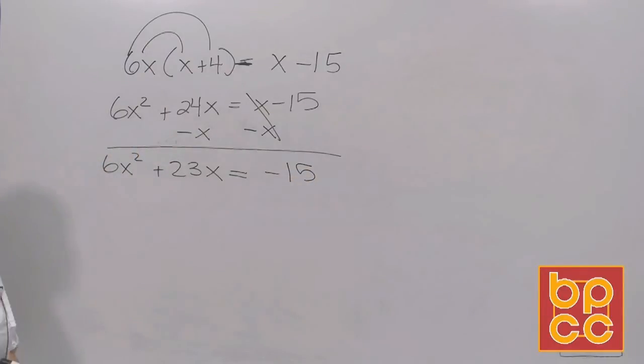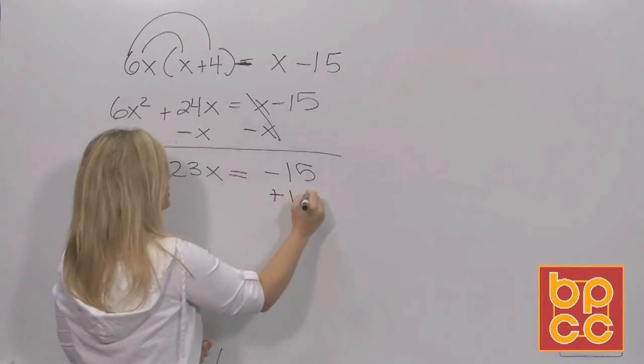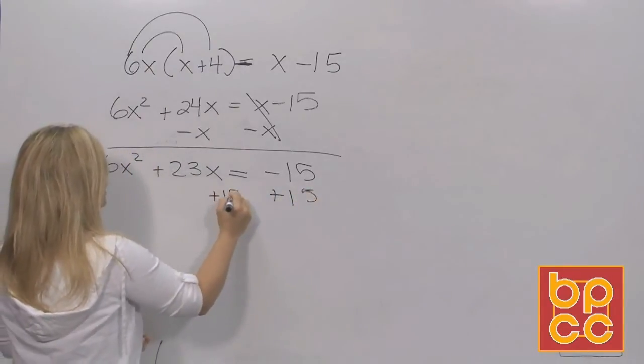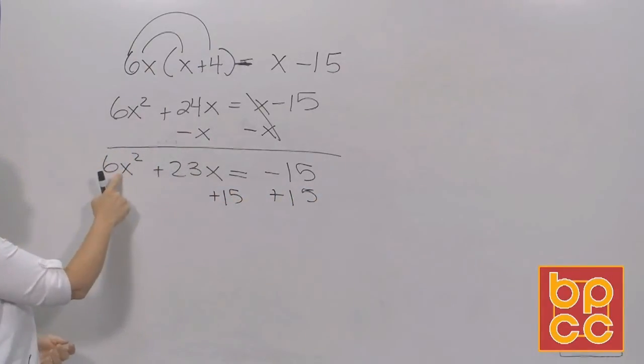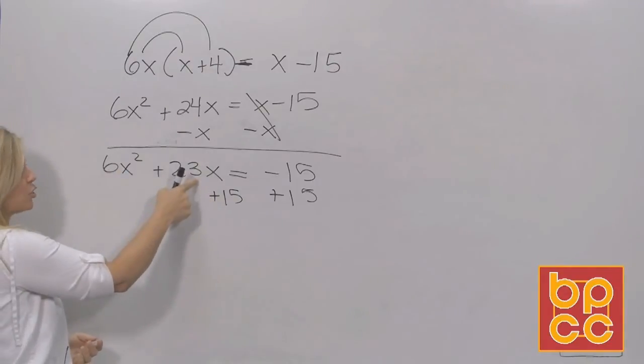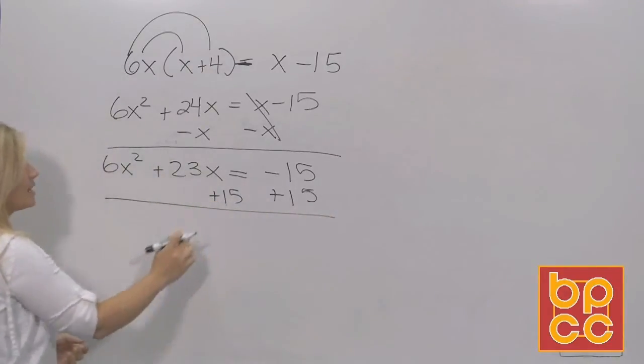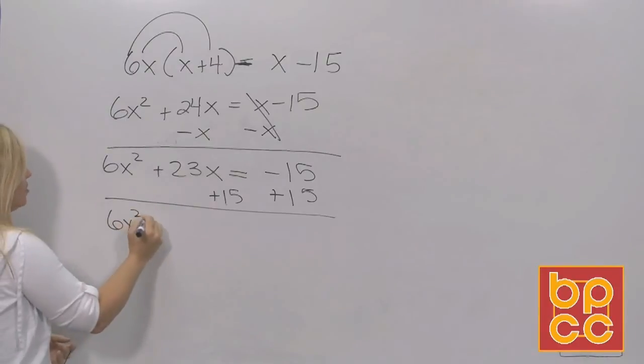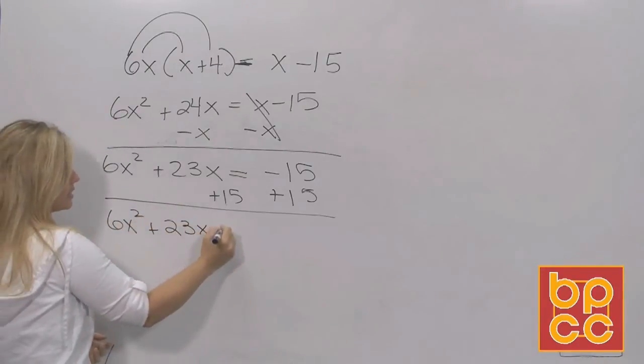Okay, is it equal to 0 yet? Nope. So now we're going to do the opposite. We're going to add 15. You can't add a 15 to a 6x squared. You can't add 15 to 23x. So we're going to put that constant, that number by itself at the end. So we're in the correct descending order.